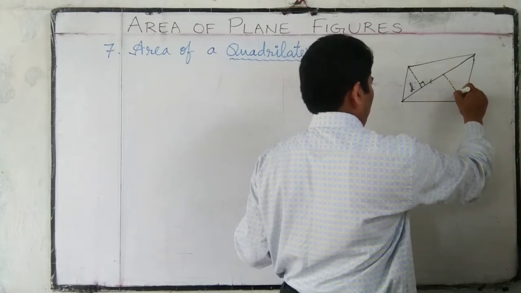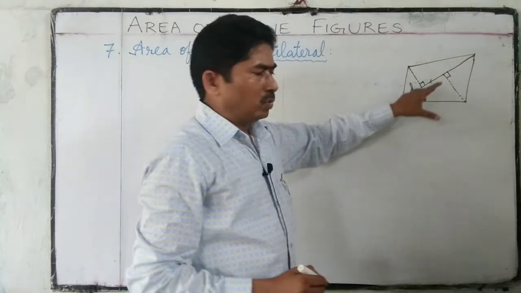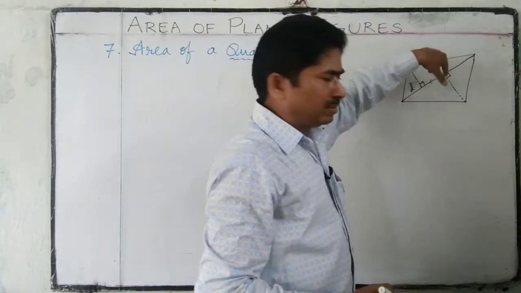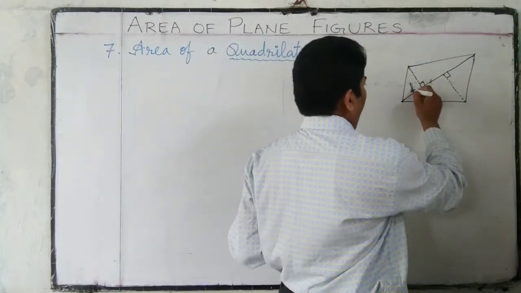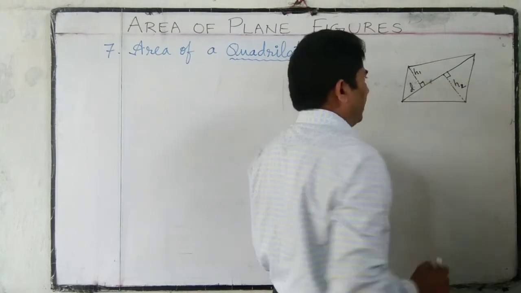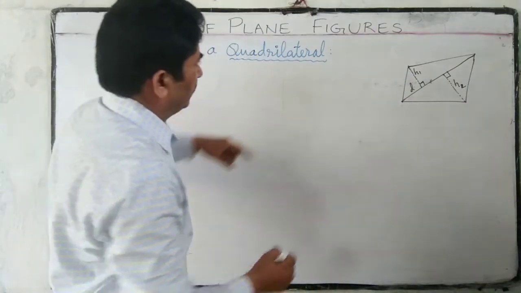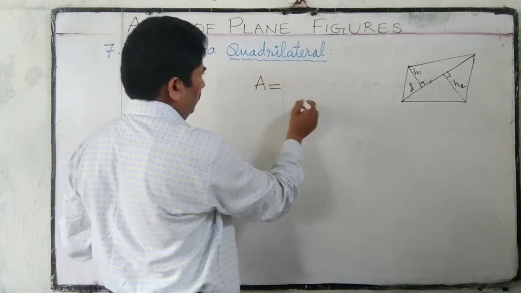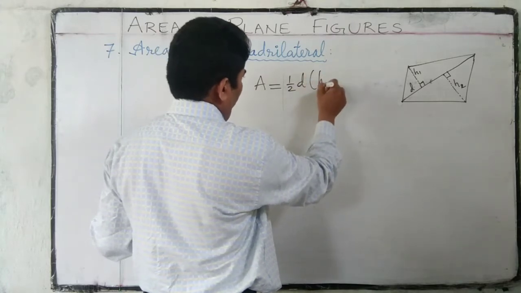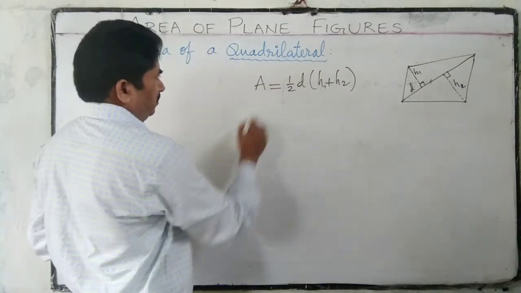This is one more altitude, height on this diagonal. We drawn a diagonal on this. We drawn two heights on this diagonal. This is a diagonal. This is H1. This is H2. Height 1, height 2. We can call these inner heights. So area of a quadrilateral A is equal to half D of H1 plus H2. So this is the formula.